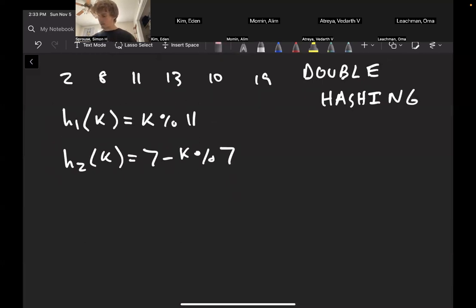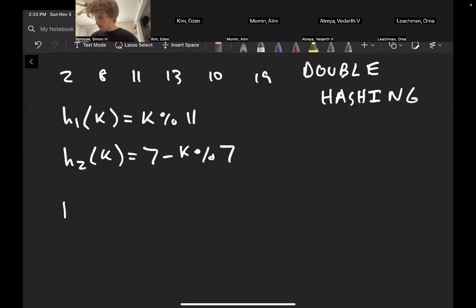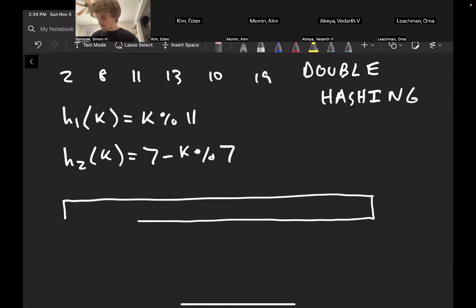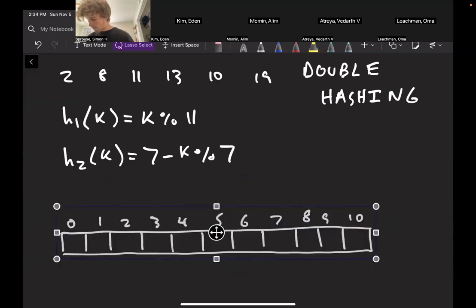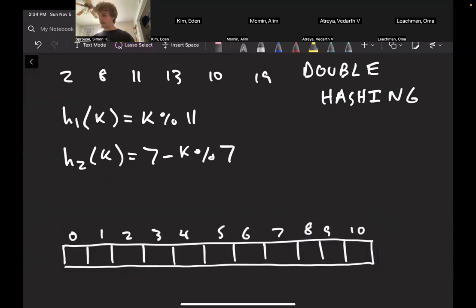So like we did before, let's go ahead and draw our array, just like this. And let's label the indices of this array. There's one more missing piece that we need before we can jump into actually working this problem, which is how do we stitch these two together? So let me go ahead and formalize that.